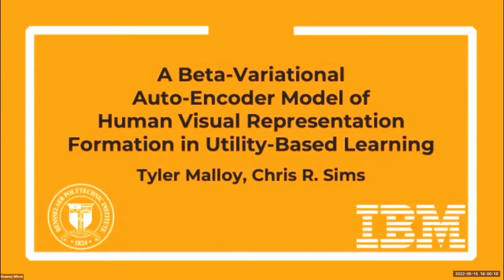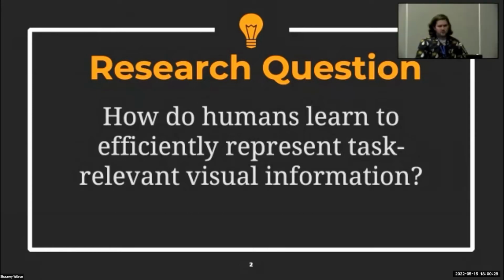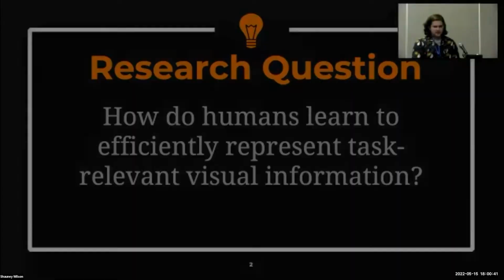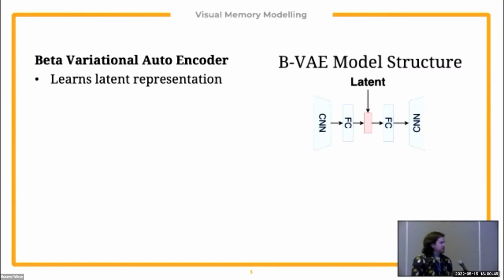Thank you. Hi, so that's the title, and it's very long. One broad question that motivates this research is the following: how do humans learn to efficiently represent task-relevant visual information? In this talk, I'll describe one potential model and apply it to predicting human behavior in a visual learning task. The model that I will describe is based on a Beta-Variational Auto-Encoder, which has the following structure.